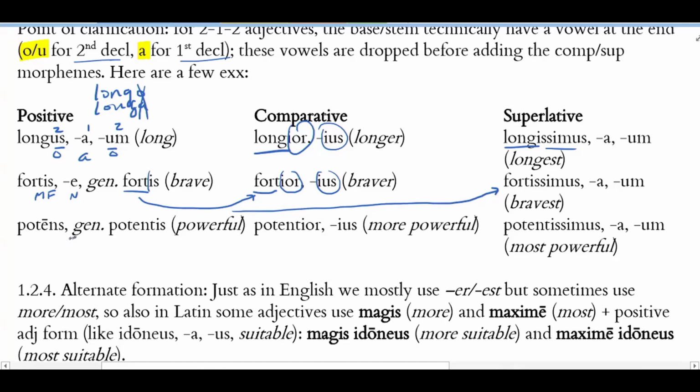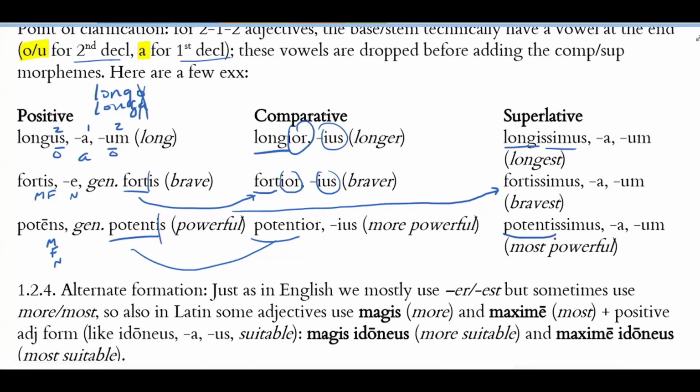And then potens, if you remember, potens means powerful or mighty. There's one ending for potens. This covers masculine, feminine, and neuter. All 3 use this one single ending. And the genitive is potentis. So how do I get the stem or the base? Go to the genitive, drop the is. Potent is the base, and that's what I use for the comparative. Potent, ior, potentior, potentius. Okay, so this is not powerfuler, but more powerful. We'll talk about when we use more versus er. Okay, and then potent plus issimus is potentissimus. Potentissimus. And so most powerful.